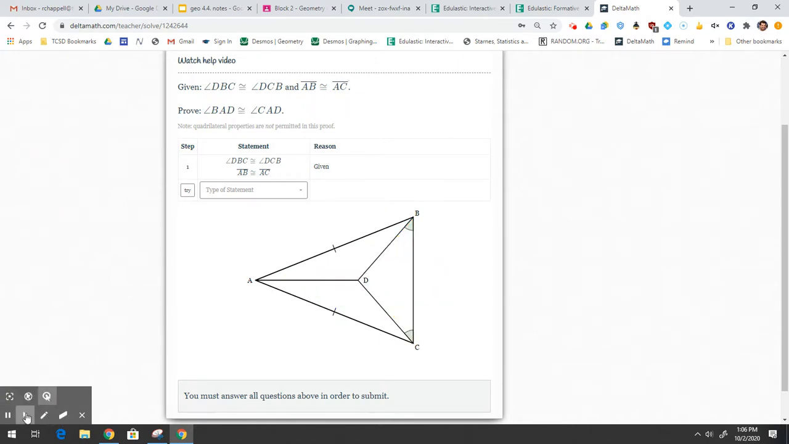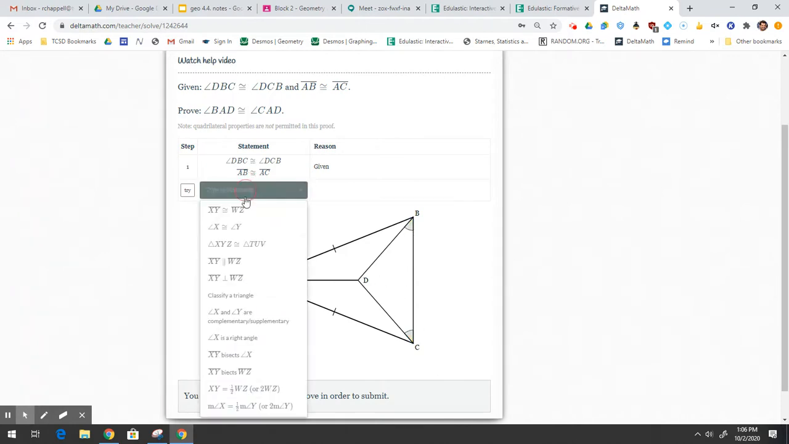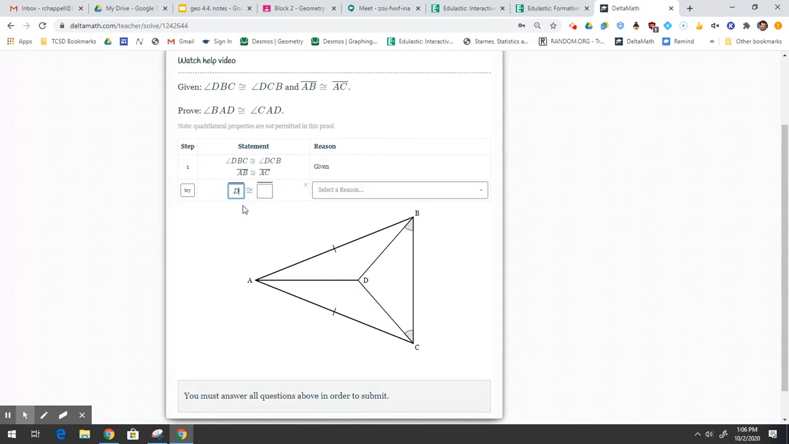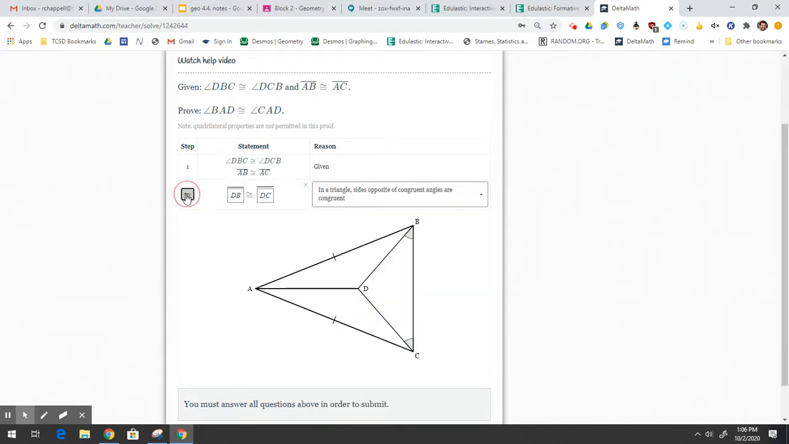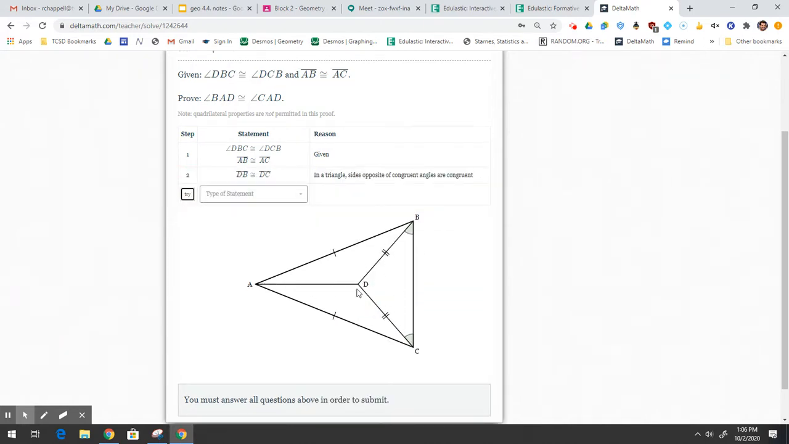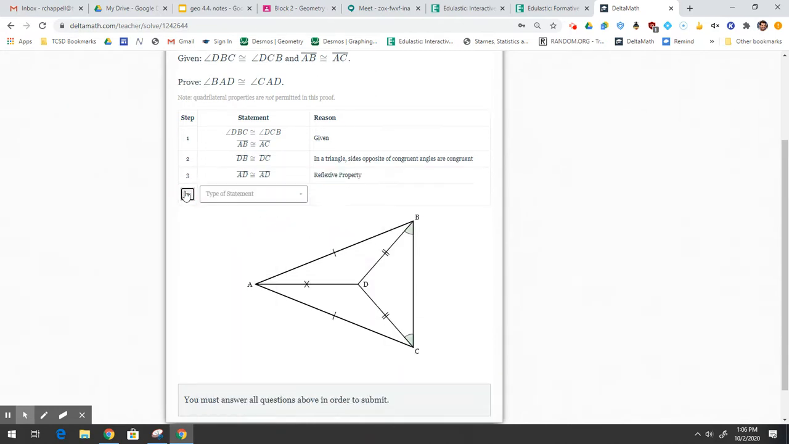So my first step is going to be talking about these two sides in this isosceles triangle. So these two sides will be congruent. We'll call them DB and DC. They will be congruent because in a triangle, sides opposite of congruent angles are congruent. Great. Then I'm going to mention the reflexive side, AD, to itself because of the reflexive property. Great. And now, again, to refresh you, there is my side, side, side for those two triangles.